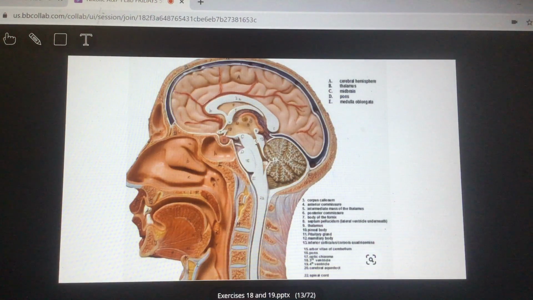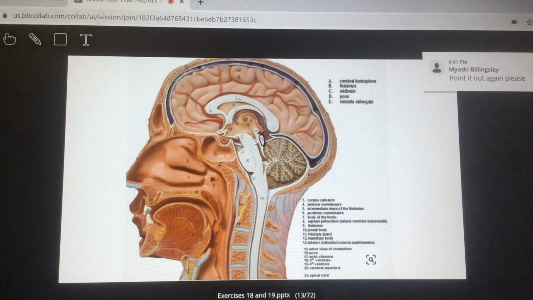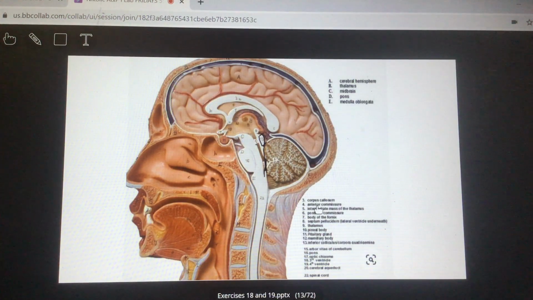We already know the corpora quadrigemina. We did that over here. Fourth ventricle, third ventricle, anything kind of underneath or on top of the thalamus.